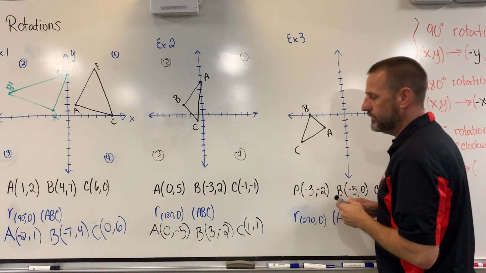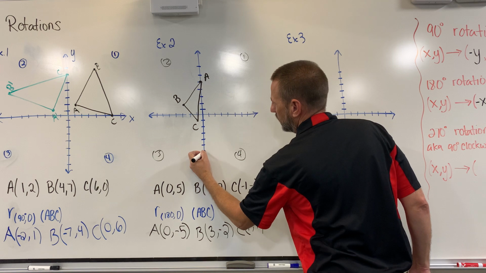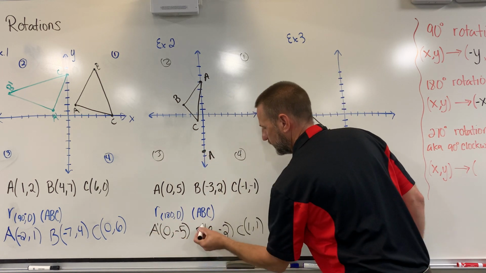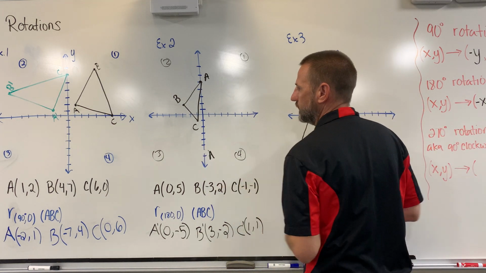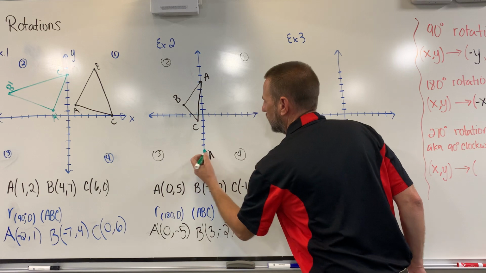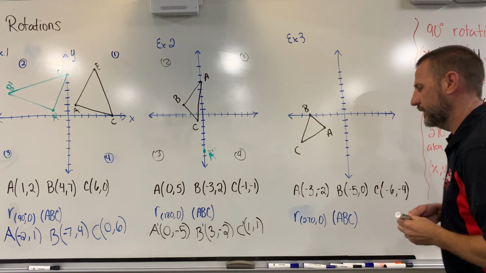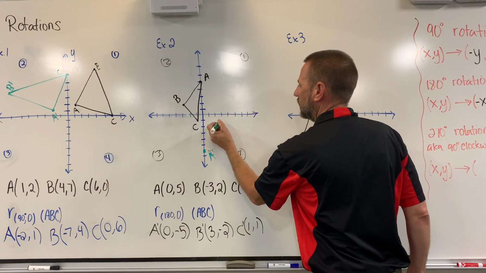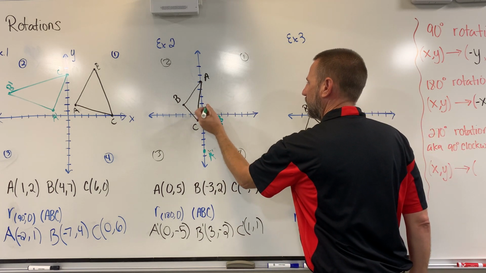All right, over 0, down 5, so that's going to be my A prime. Oh, gotta make my symbols. I need a different color. I don't want to use the same color. I gotta switch it up a little bit, so we get a feel for what the image looks like. All right, 3, -2, and 1, 1.